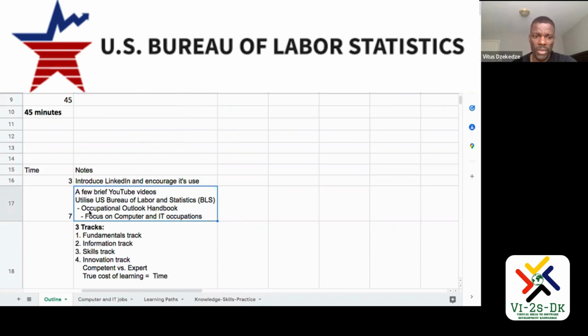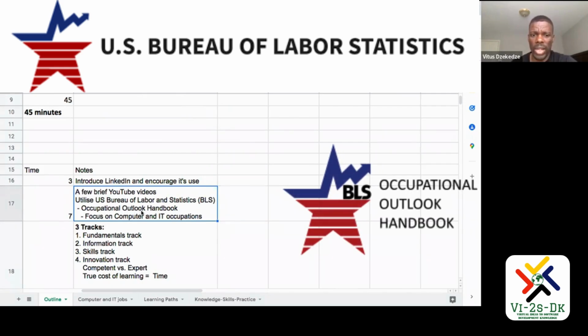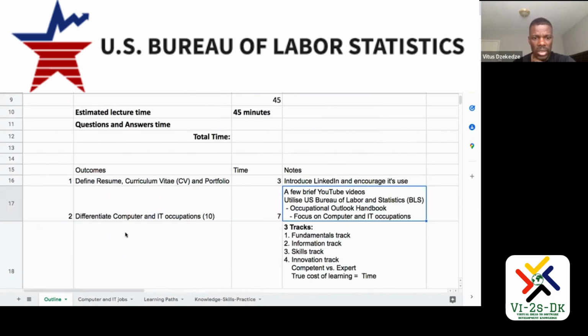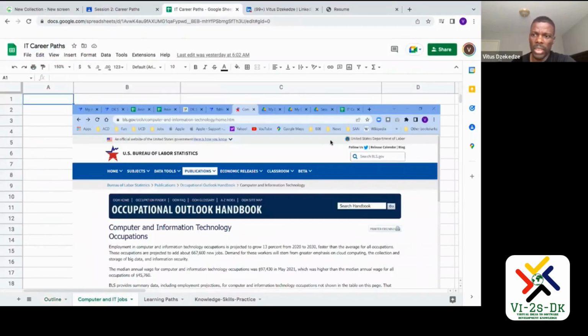So they do have something known as an Occupational Outlook Handbook, looking at all occupations, how they're progressing, how they were, how things will be in future, but we will focus on computer and IT occupations. Does that sound good? Yes, it does. So once again, everybody has a copy of this on our Google Classroom. So let me jump into that so we can talk about it in depth.